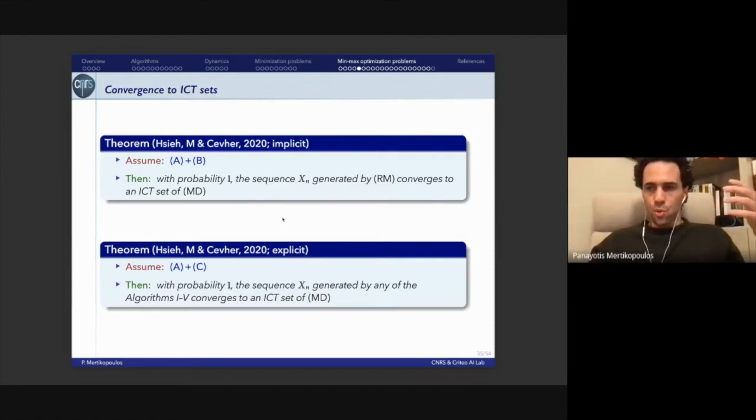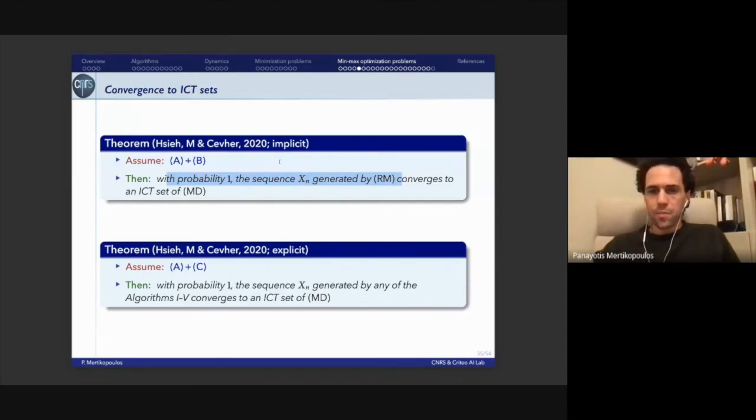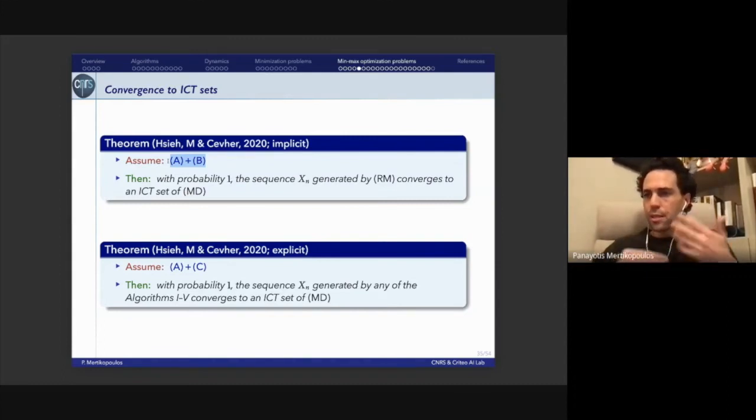So why I mentioned ICT sets is because these end up being the only candidates, in a certain precise sense, of min-max dynamics. So what you can show is that with probability 1, the sequence generated by any RM method converges to an ICT set of the mean dynamics. This is the implicit version of the theorem, because it depends on conditions that are not always easy to verify, these B-type conditions.